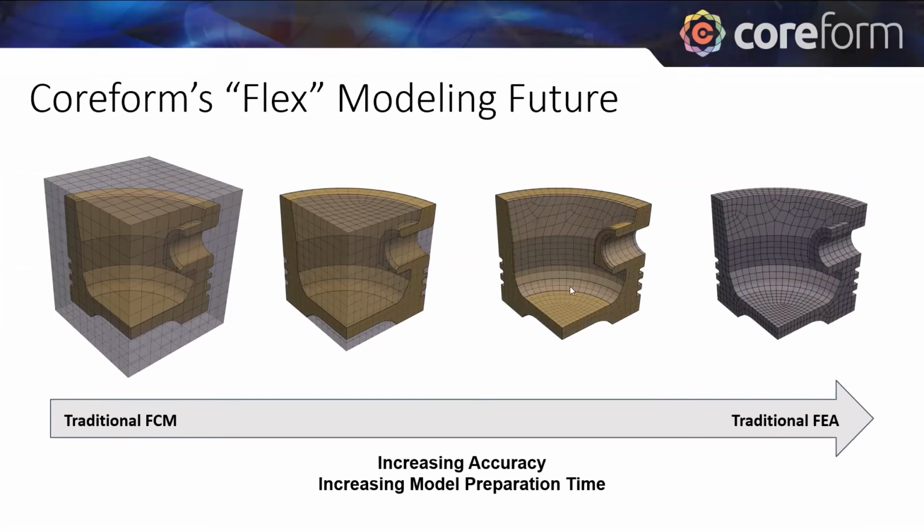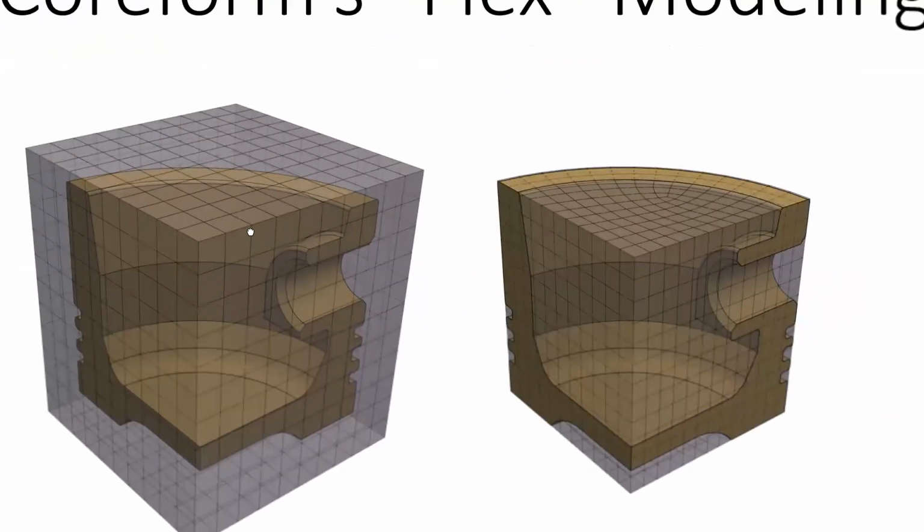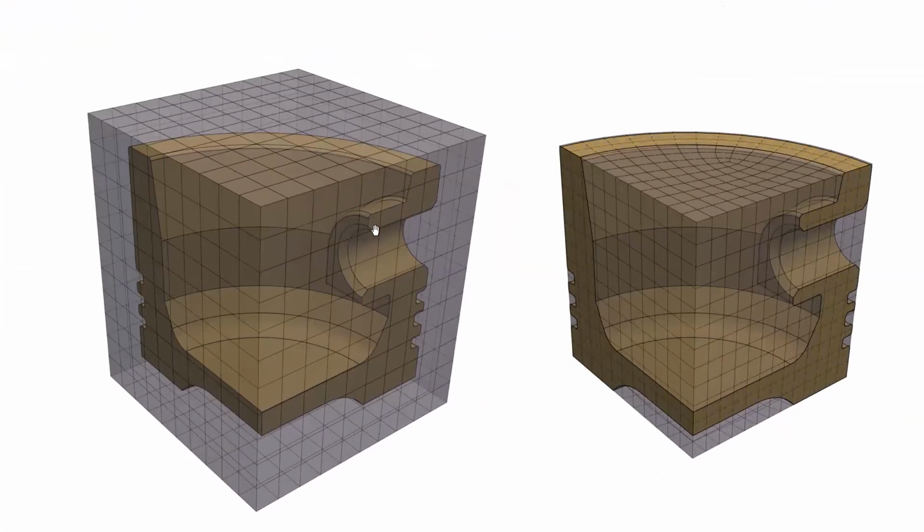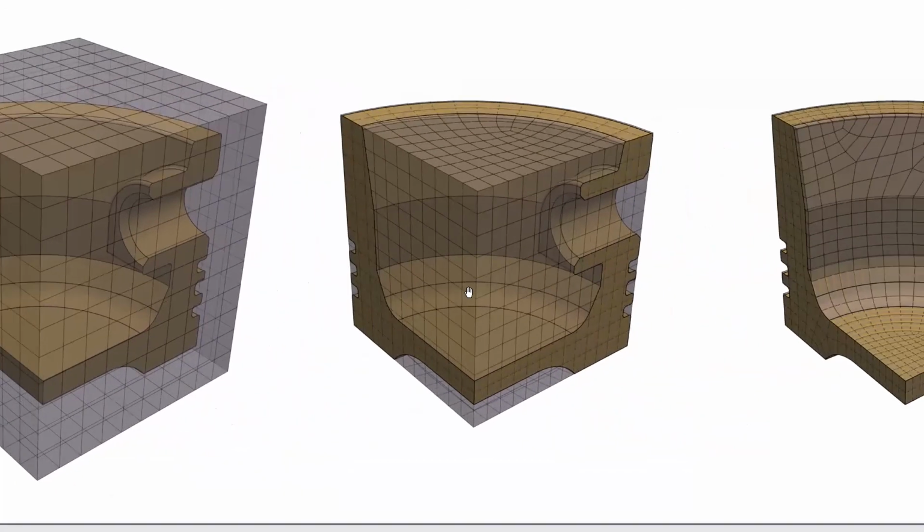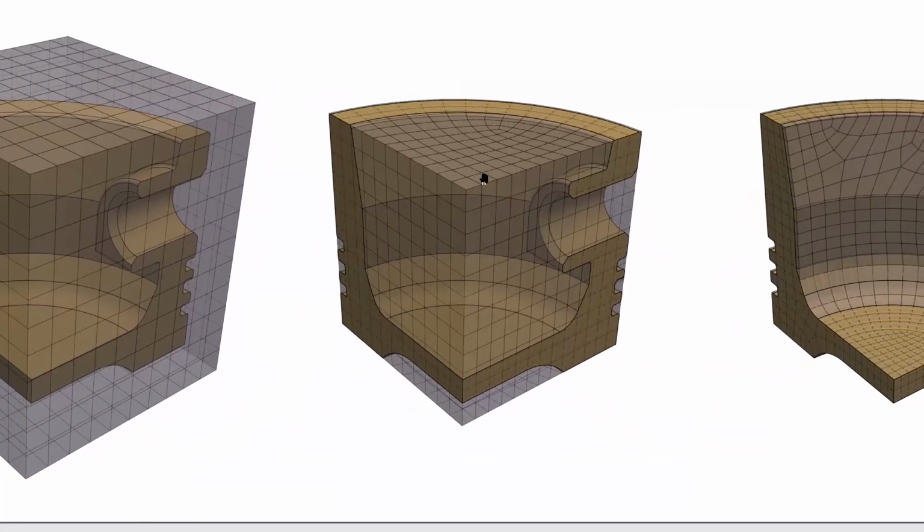Right. And so this is another example of the spectrum. Some people might be familiar with this quarter piston, but the idea is that you may have all of these fillets and chamfers that present difficulties when you're trying to build a body fitted hex mesh. And so with traditional finite cell or immersed methods, you just build one big overarching block that is completely trivial to mesh, and you just let the basis functions resolve all of these features.